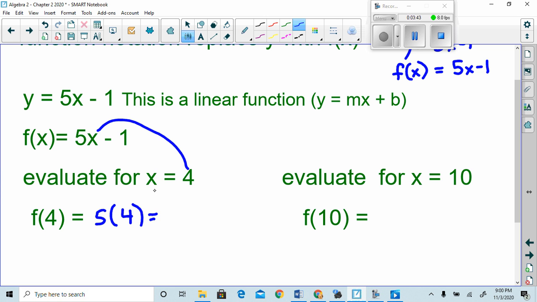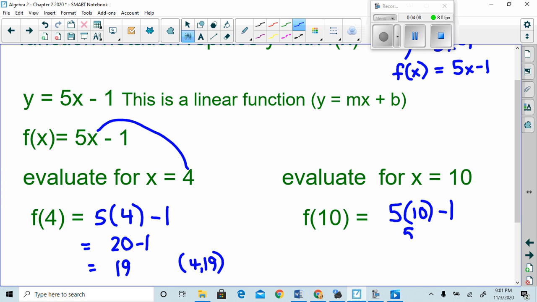And then we're going to multiply 5 times 4 and subtract 1. So when we input 4, we're going to get 20 minus 1 following the rule. We'll get 19. So an input of 4 gives me an output of 19. Let's try the same with 10. Same rule, 5 times some number, in this case it's 10, minus 1. This equals 50 minus 1, and that's 49. So again, if I input 10, I'm going to output 49.